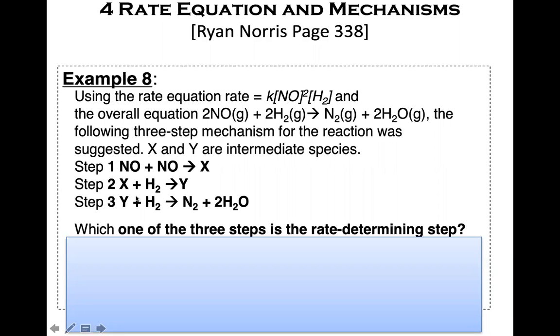So when you add everything up, you can see that the nitrogen monoxide becomes 2. That's why you see 2NO. The X's cancel out, the Y's cancel out. Please don't get confused. Step 1, step 2, step 3, that's not the number of moles. Okay, which one of the 3 steps is the rate determining step? What do you think?